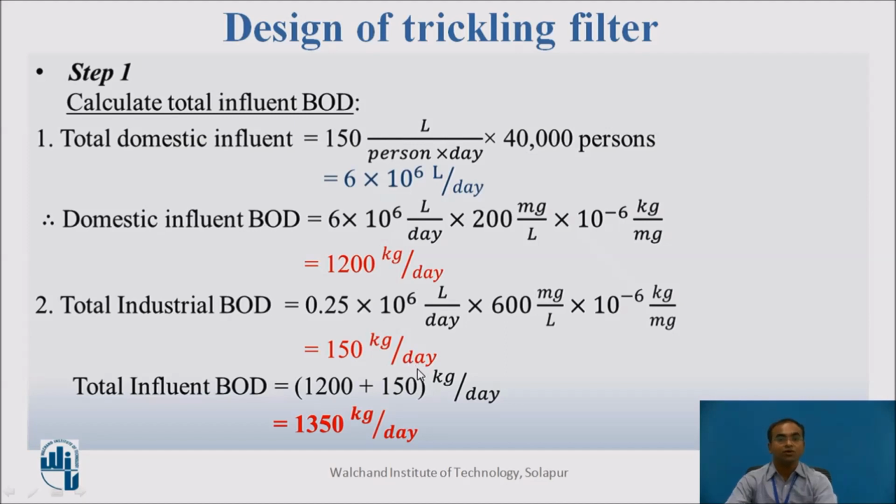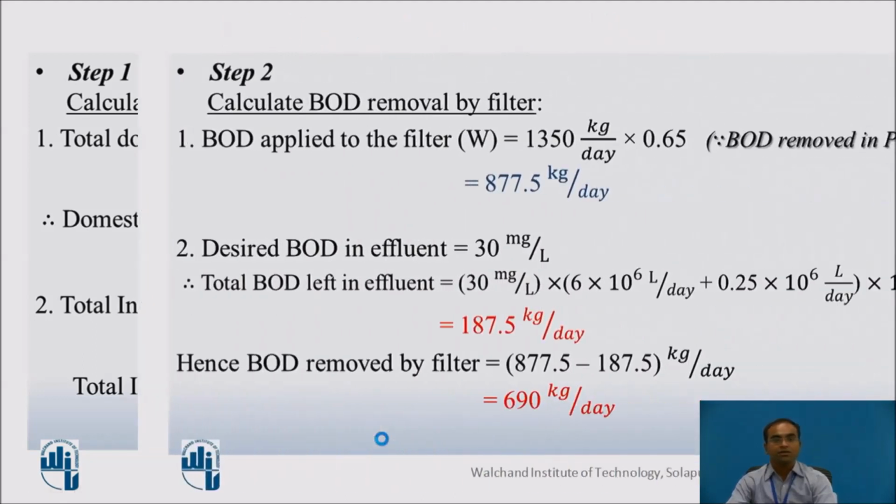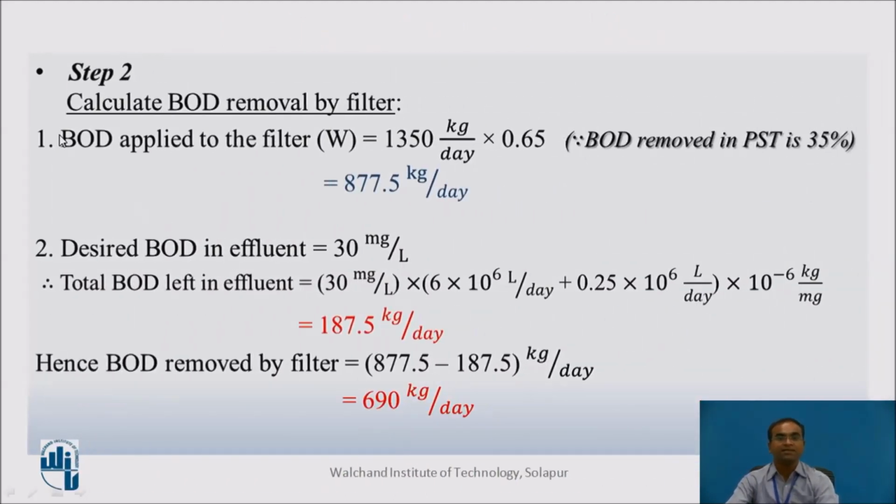So what is our total BOD coming per day into the trickling filter? That is the addition of 1200 plus 150 kg per day. So our total influent BOD is 1350 kg per day. So what is the second step? In the second step, we will calculate the BOD removal by the filter. How much BOD is going to be removed by the filter?